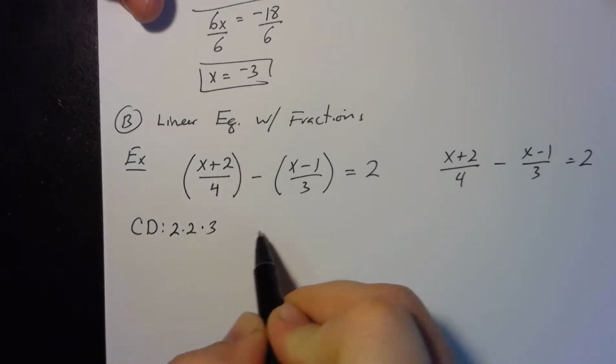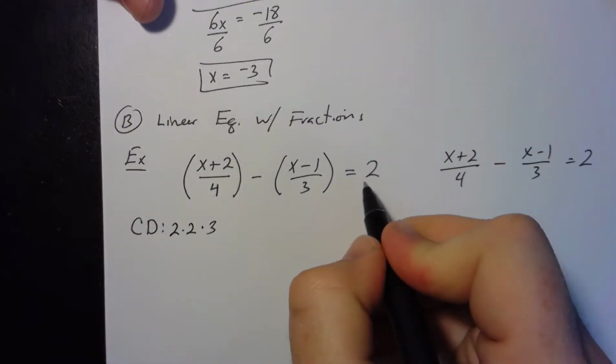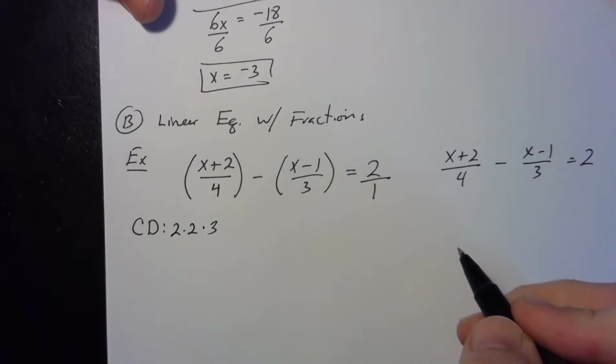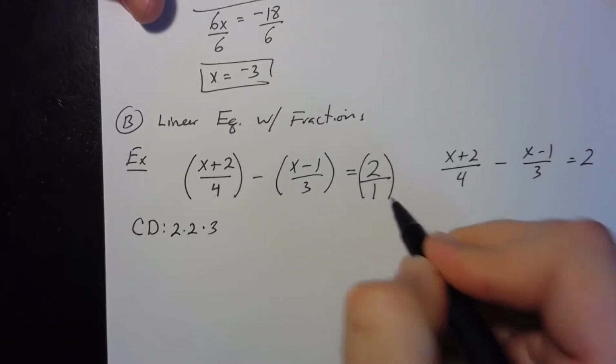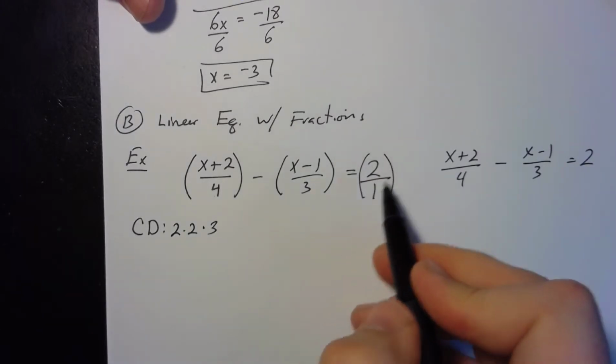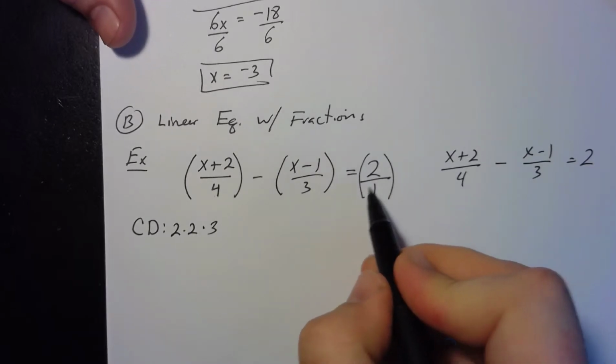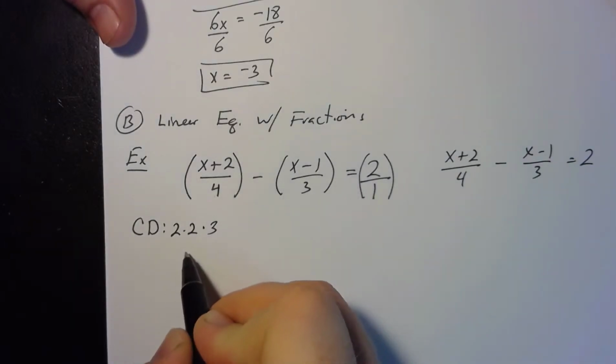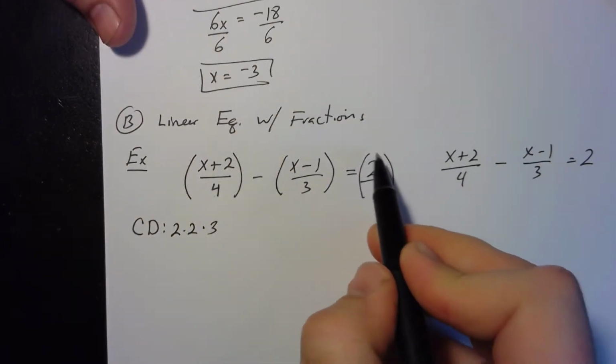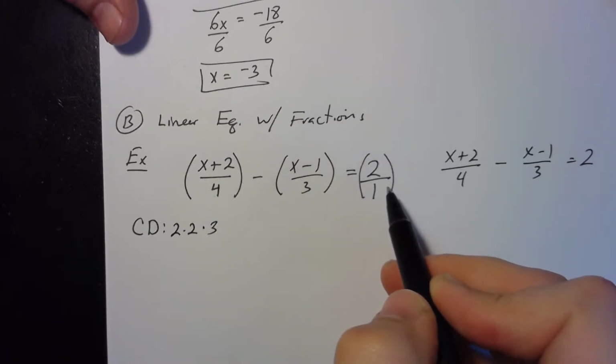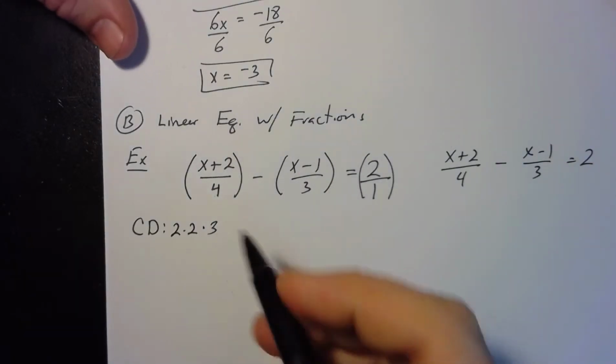Now the reason why I didn't look at this 2 over here is because in reality this 2 is going to be divided by 1. And again, if it helps, we can throw parentheses around to make sure it's very clear that this is a separate term. But this 1 isn't going to affect this common denominator at all. So even though this is a whole number, it can be written as a fraction, and by writing it as a fraction, it doesn't change the common denominator.